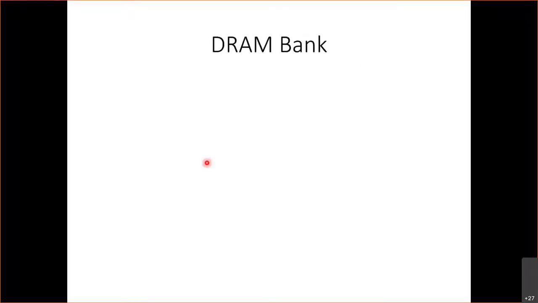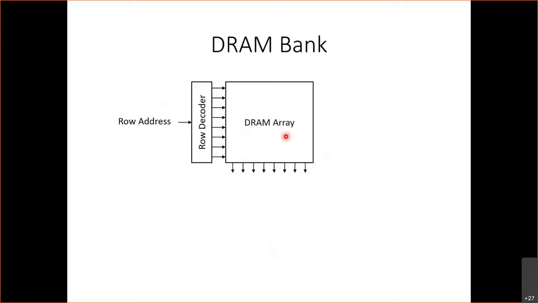So in general, if the DRAM bank is architected as follows, we provide a row address to a row decoder. What does the row decoder do? The row decoder takes this address, determines which row we want, and then sets one of these outputs to 1 and the others to 0. And then we pass this decoded signal to the DRAM bank.